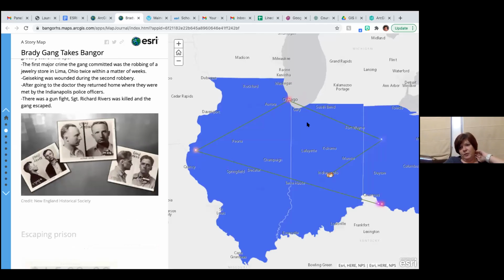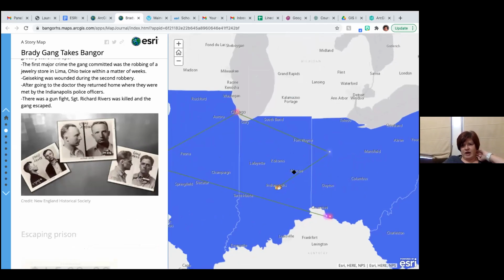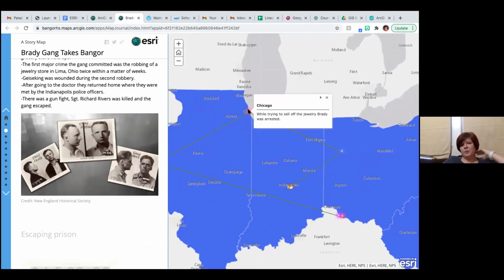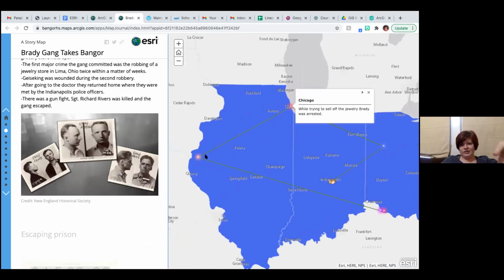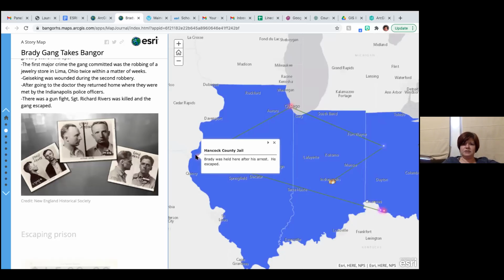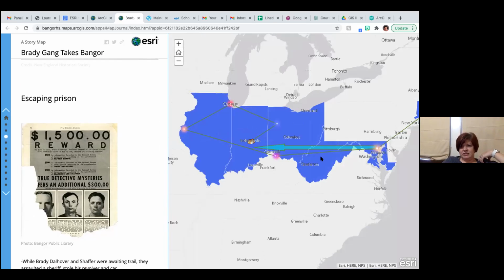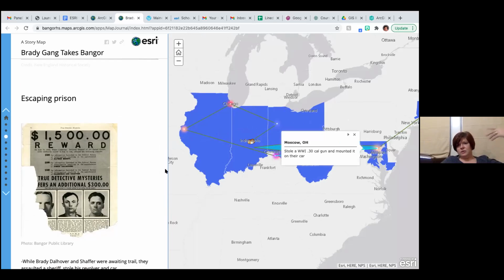She mapped out where he went, so how he started in Indianapolis, and she has those first crimes mapped out. Wasn't overly impressed with the coloring. I didn't really understand what she was trying to tell me with the map, but she did try to map that out. And then she continued to map out where he went. So this one, this arrow shows how he went from Maryland back over to Ohio, where he stole a gun.